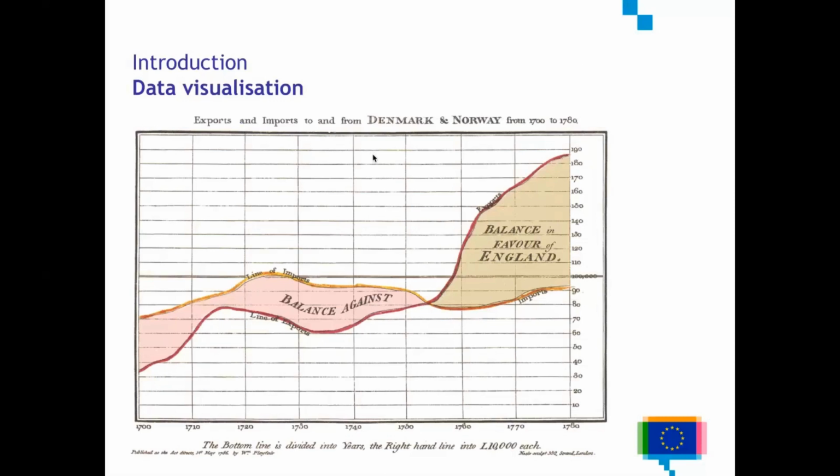What Playfair did in the design of this chart, for example, was putting the names of the lines directly on the chart. So the yellow line is labeled line of imports, and the red line is labeled line of exports. So he didn't use a separate legend like many charts that we see today have. And I think this is a very good design decision, and we will be coming back to this chart design element later in the webinar.